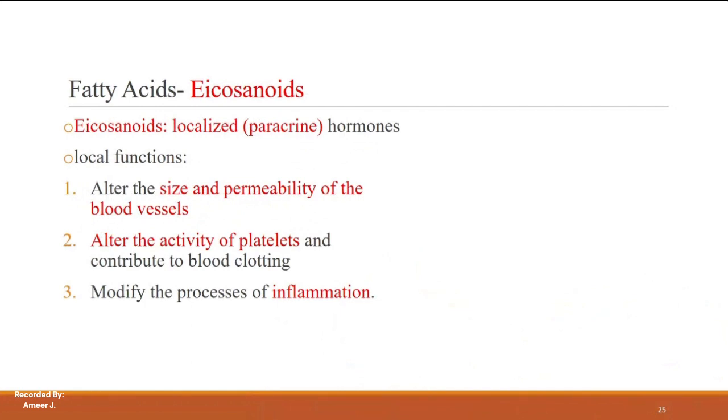Eicosanoids are localized or paracrine hormones, and their most important functions are to alter the size and permeability of the blood vessels, alter the activity of platelets and contribute to blood clotting, and modify the processes of inflammation. And I want to say that derivation of omega-3 fatty acids from dietary sources or fish oil can have a beneficial effect in a number of disease states.